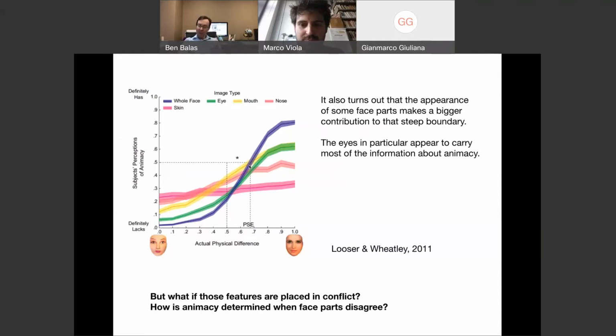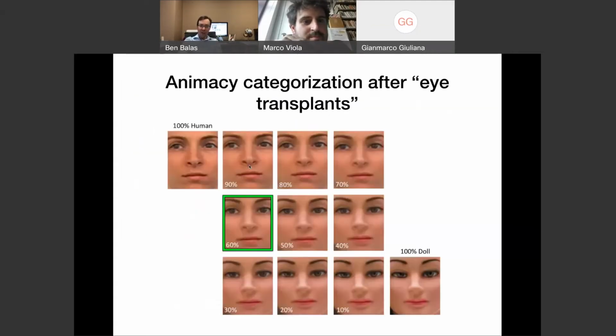In my lab, we thought this was interesting, and we wondered about things like, what happens if those features are placed in conflict with one another? Can we get a finer-grained look at how different features contribute to this decision about animacy by making the different parts of the face disagree with one another? So to do that, we carried out a study using morphed images like Lusser and Wheatley created of our own, where we carried out what we called eye transplants.